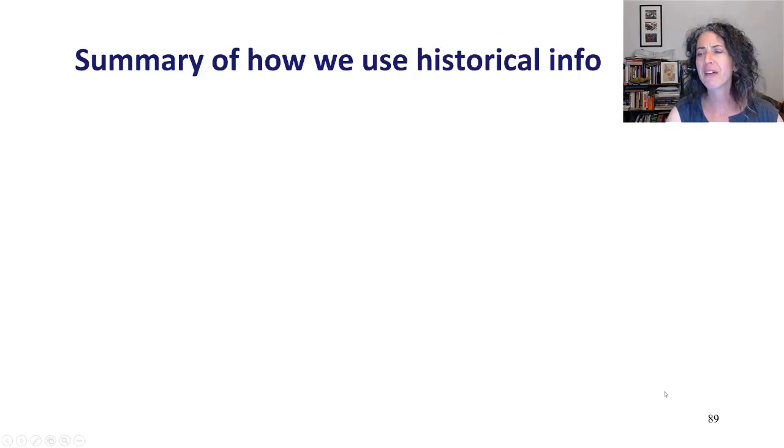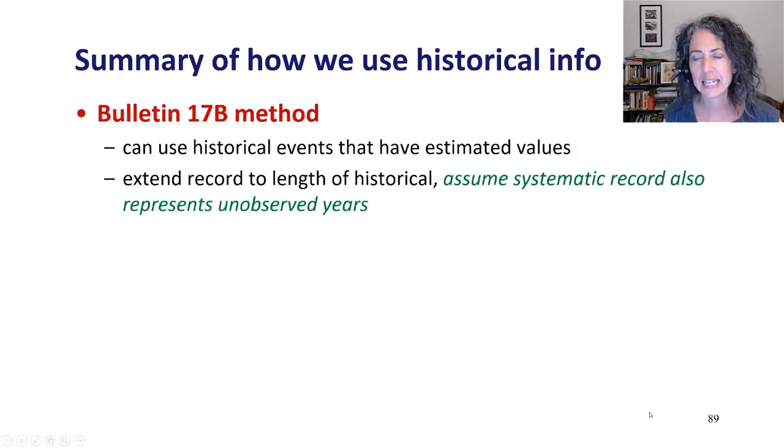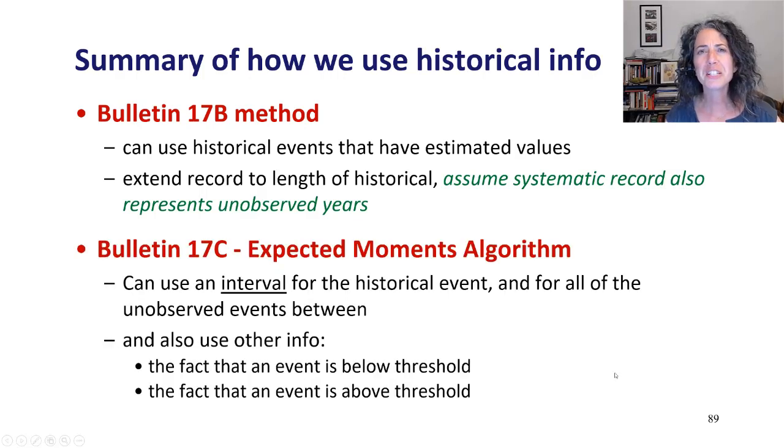Right. So a quick summary of how we use historical information in Bulletin 17B and in 17C. So 17B could use two types of information. It could use historical events that had estimated values, though not exceedance or non-exceedance information. And it could also bring in unobserved historical years that are known to be lower than some high outlier from the systematic record. So Bulletin 17C can use quite a bit more information.